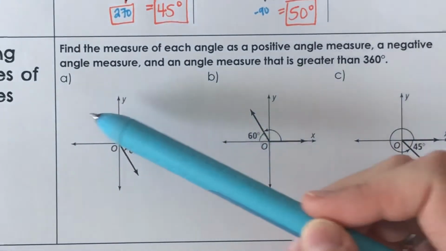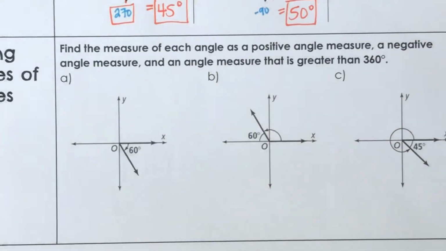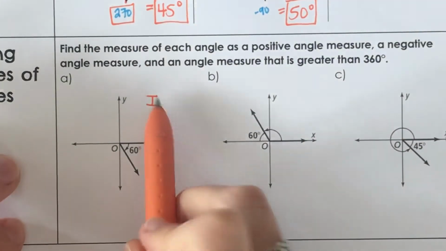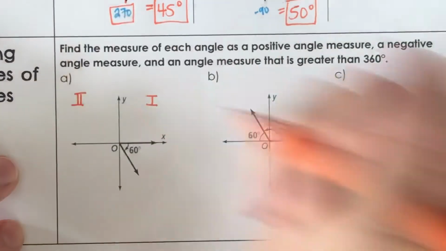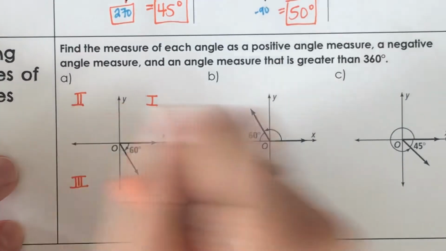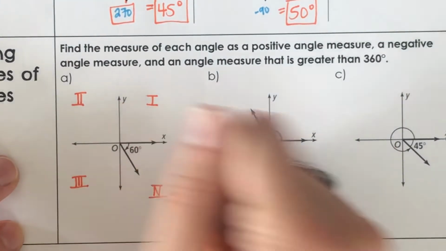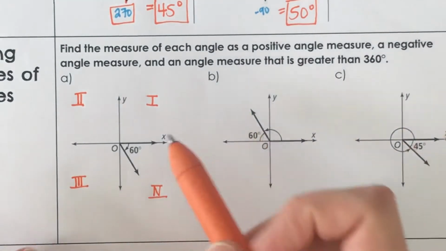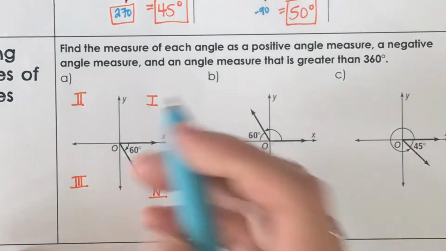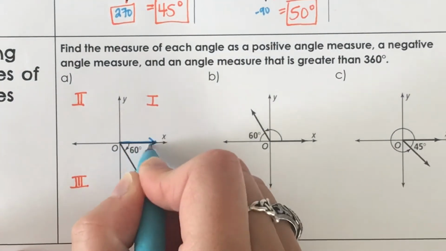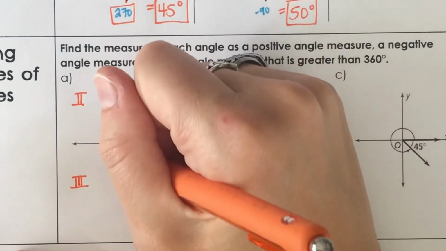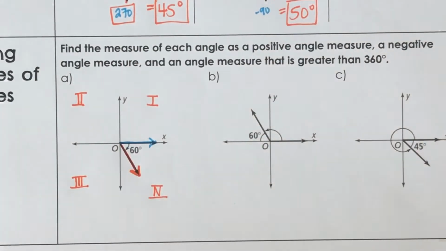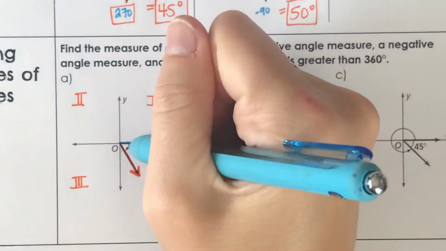There are 4 different quadrants when we look at a graph here. I know my first quadrant's up over here. It's all the positives. My second quadrant's over here. Third one's at the bottom left. The fourth one's the bottom right. Now, in this problem, I see that I am starting over here. Here's my initial side. My terminal side is down here in the 4th quadrant, and I am going clockwise.